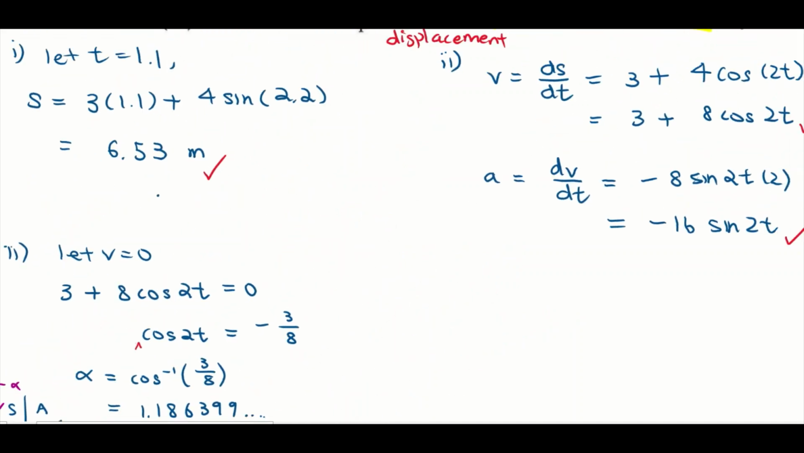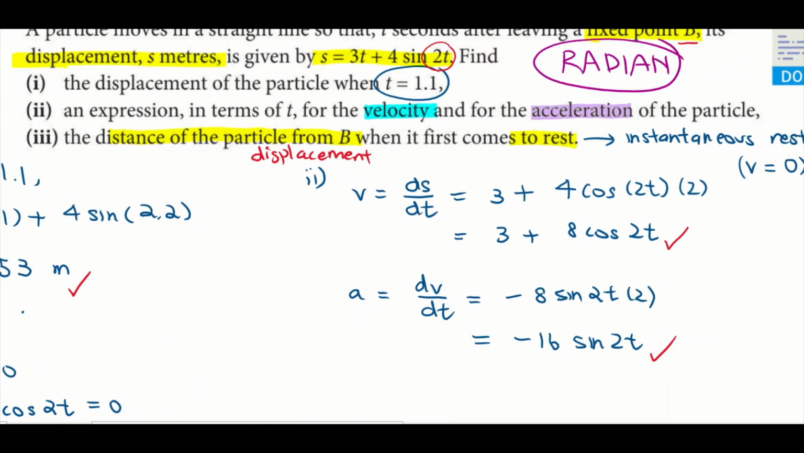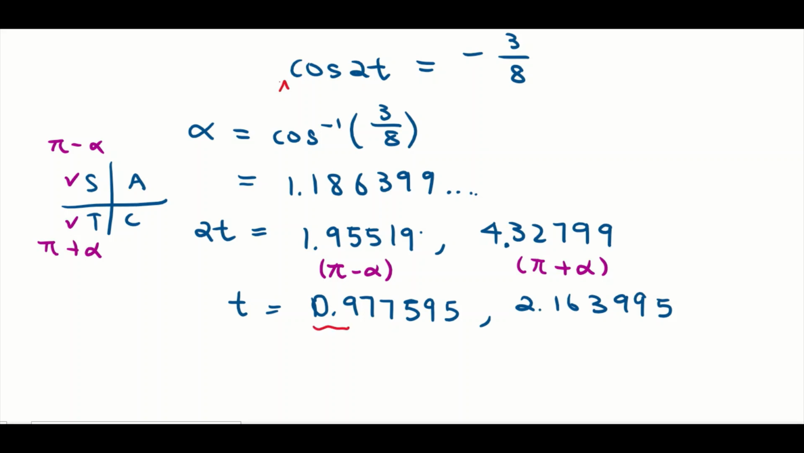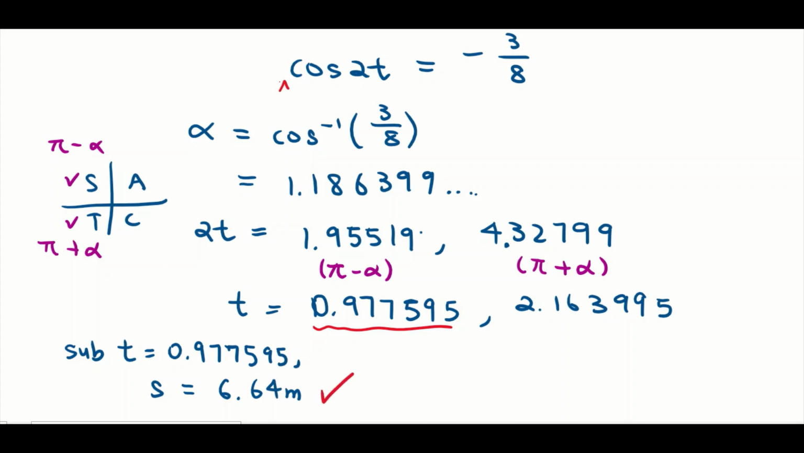If we scroll back up, what does the question want? We want the distance of the particle when it first comes to rest. So I will take the first time value. That will be this value, and I will sub this value into s. And the answer for displacement would be 6.64 meters to 3 SF. And we are done with this question.